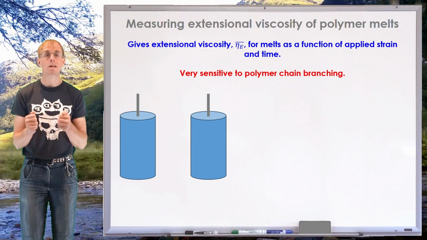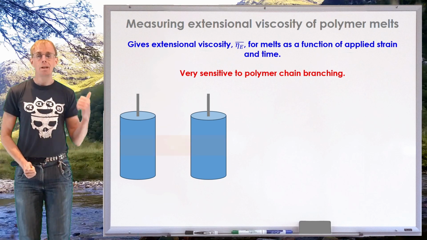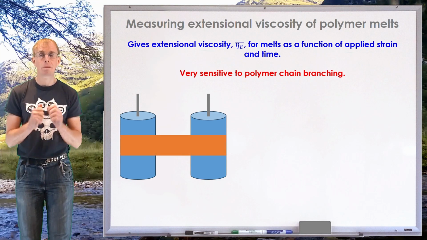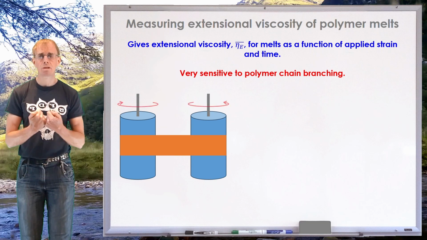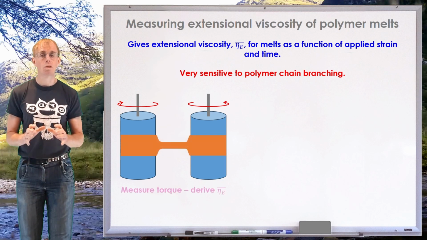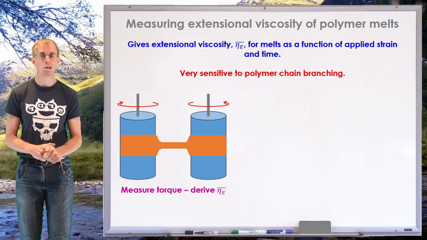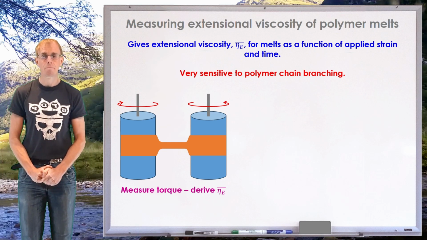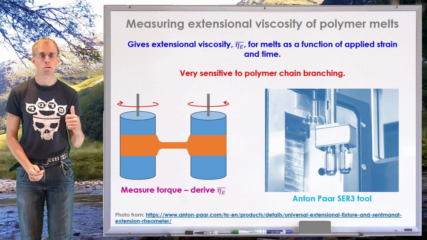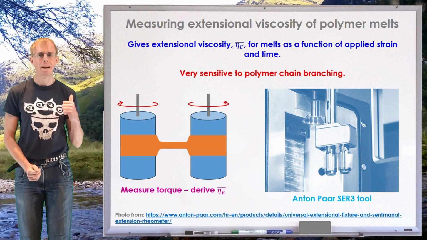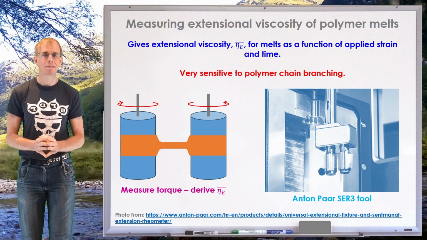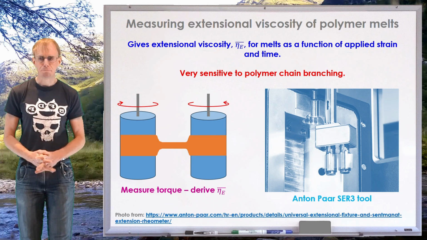So what we do is we apply a mechanical extensional deformation to the polymer. The current commercial devices typically consist of two counter-rotating cylinders with a sample of polymer in between them. When we do rotate those cylinders, what we end up doing is deforming the polymer. And the amount of torque that it takes to rotate those cylinders for a given deformation gives us information about the extensional viscosity. Now, these devices are available, for example, through Anton Paar. They've got a tool called their SER3 tool, the Sentmanat Extensional Rheometer Mark III. And these can give incredibly valuable melt data that would be otherwise very hard to obtain.